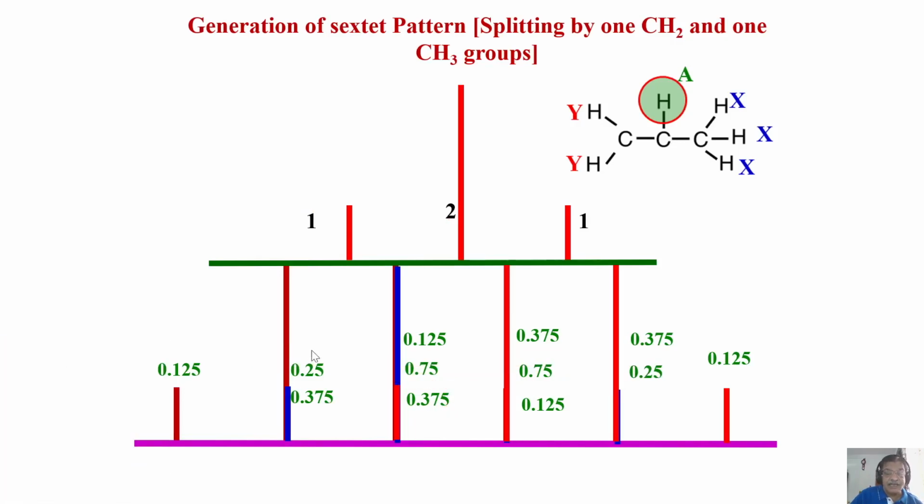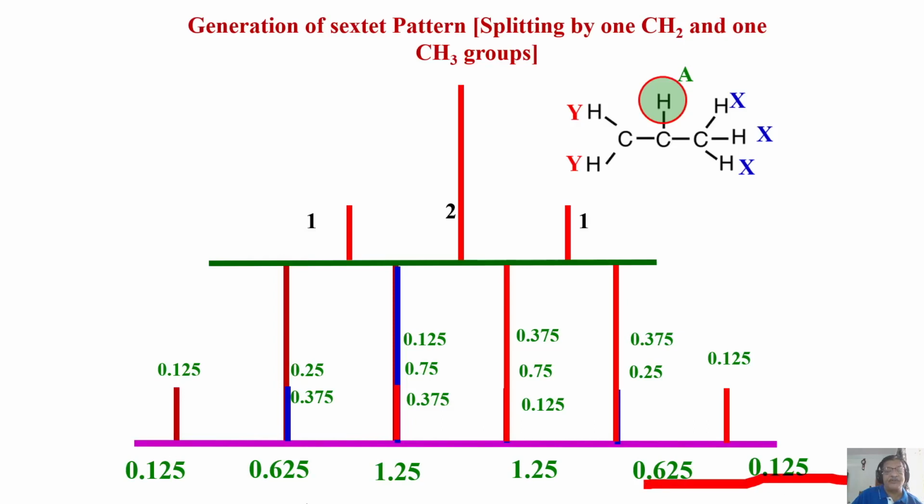You understand? Here 2 lines are overlapped, here 3 lines are overlapped, here 3 lines are overlapped, here 2 lines are overlapped, and there is only a single line in the outer lines. Add up the intensity now. What is the intensity you are going to get? 0.125, 0.625, 1.25, 1.25, 0.625, 0.125.